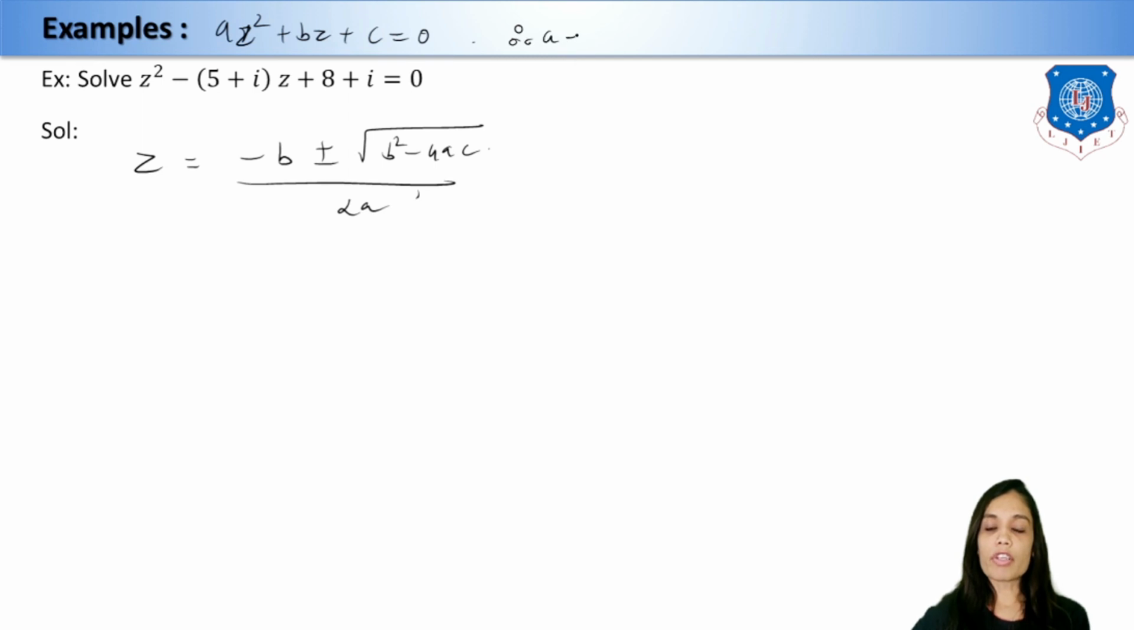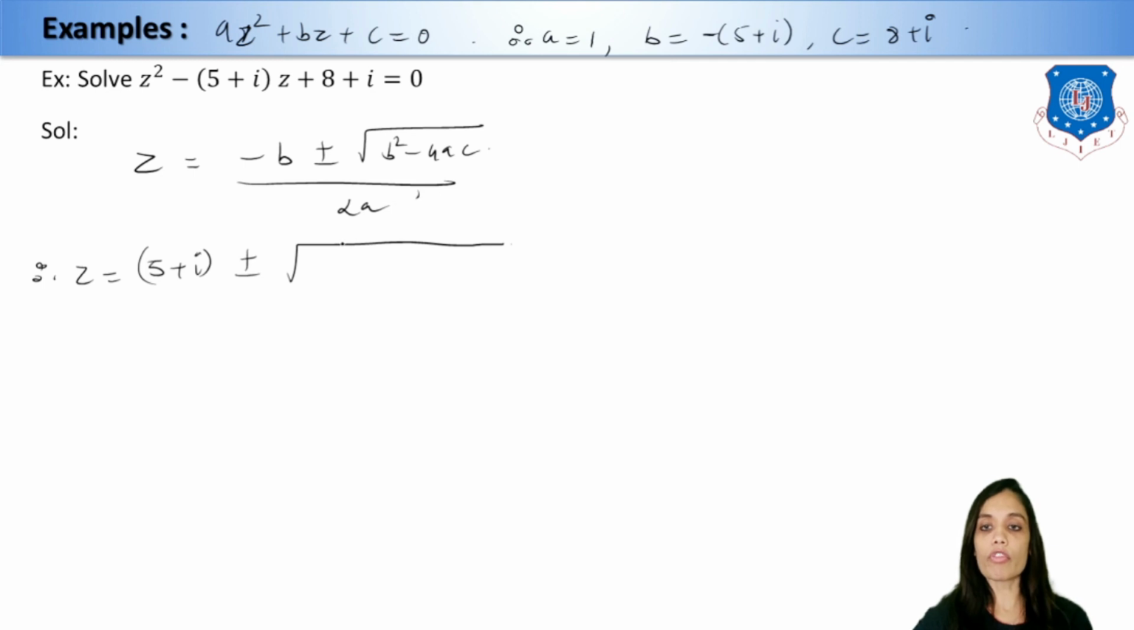So your a will be what? 1, b will be minus 5 plus I, and the value of c will be what? 8 plus I. So let us put all these values in this to find the roots of z. So z will be equals to 5 plus I, right? Plus or minus under root of 5 plus I whole square minus 4 into 8 plus I upon 2. Okay, now let us simplify this further.